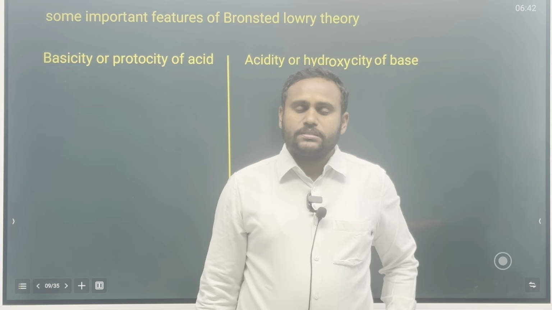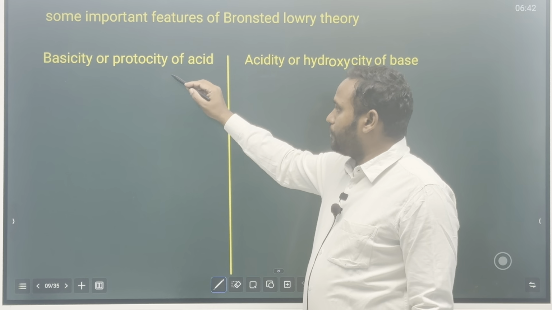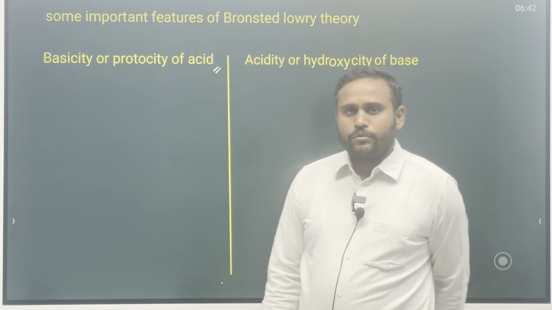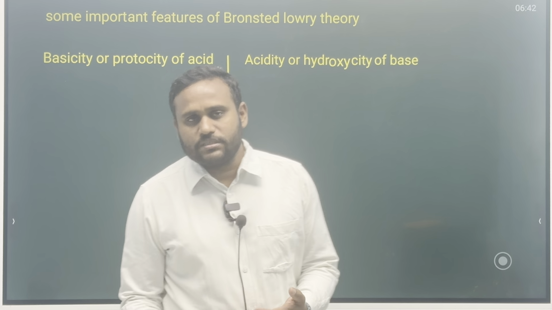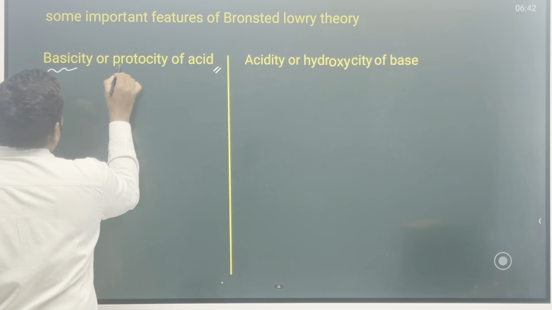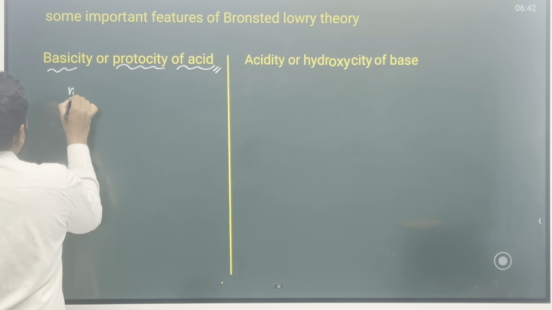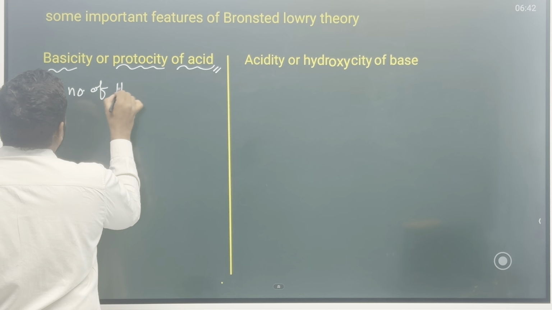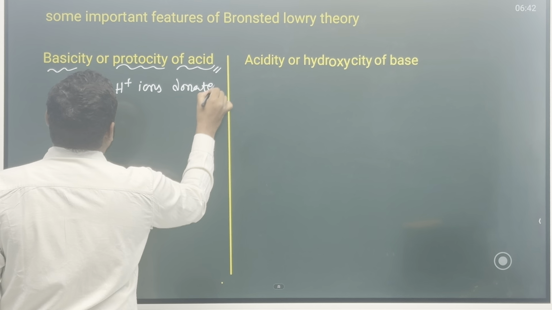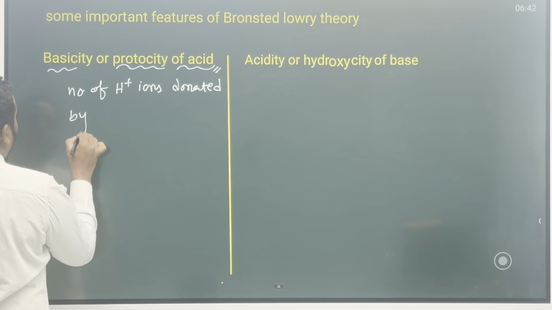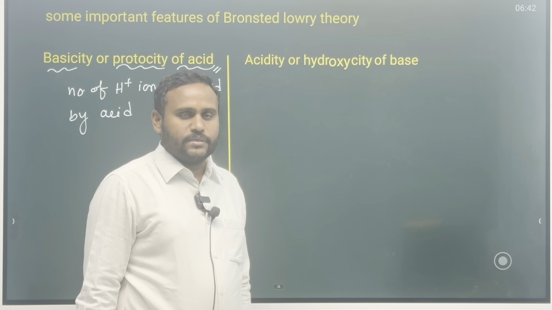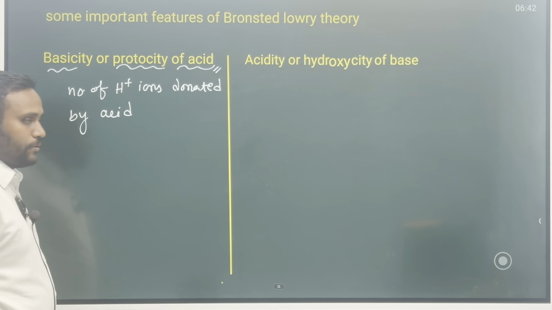Here Bronsted-Lowry theory explains the basicity or protonicity of acid. What is the basicity or protonicity of acid, children? Protonicity means the number of H plus ions donated by an acid. The number of H plus ions donated by acid is called basicity or protonicity of acid.